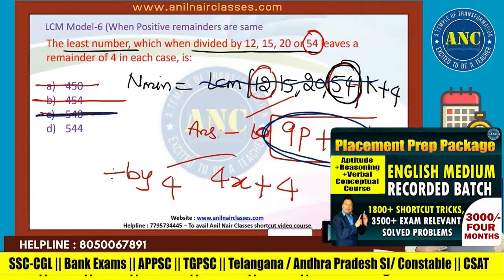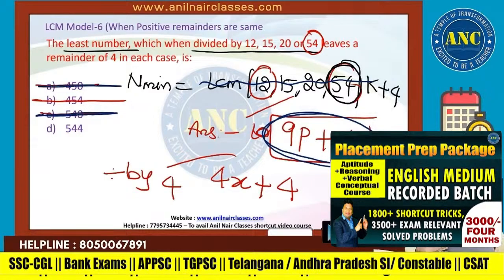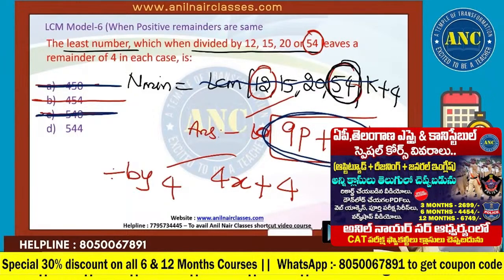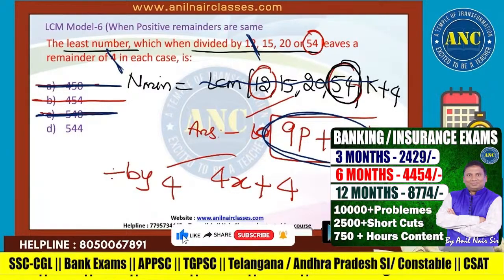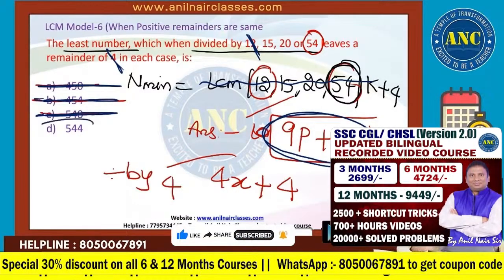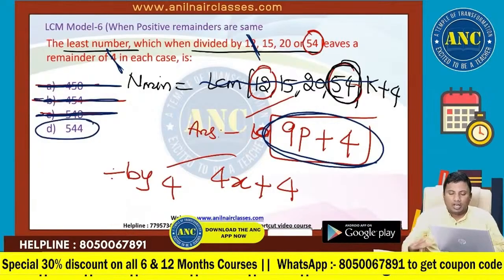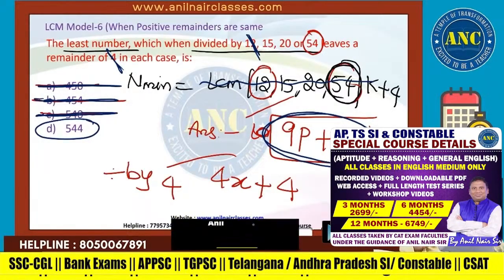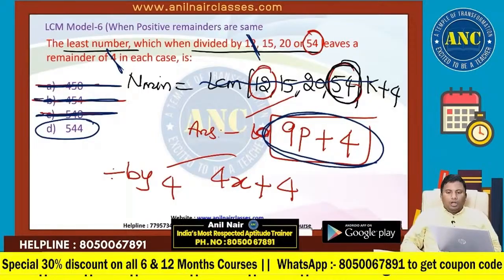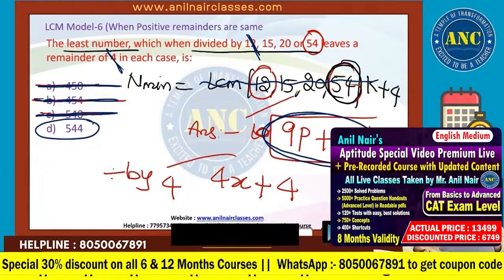540 is divisible by 9. 12 is divisible by 4, so the answer should be divisible by 4. 454 is not divisible by 4. The answer is 544. Please don't show your mathematical genius by calculating the LCM of 12, 15, 20 and 54.